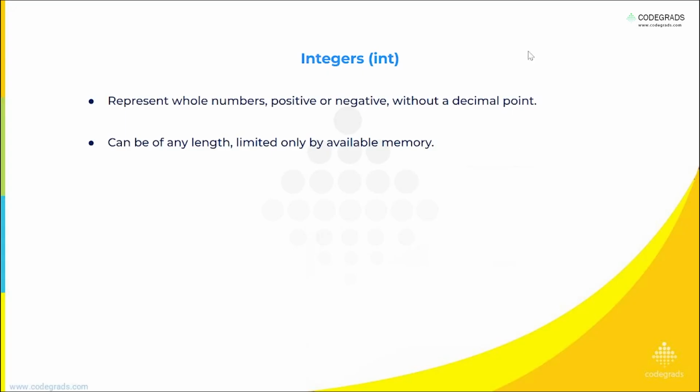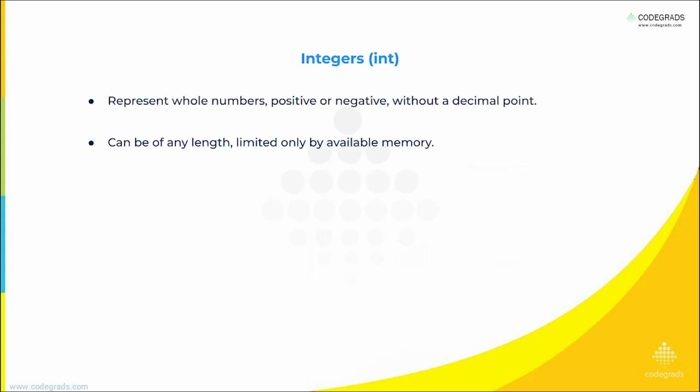Now, first of all, we'll start with the integer. It represents a whole number. It is positive or negative without a decimal point and can be of any length, limited only by available memory. So integers are basically whole numbers, positive or negative. Suppose I assign a variable age the value 21. That is an integer. Suppose I assign minus 1995. It is also an integer.